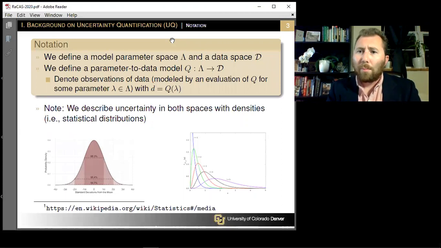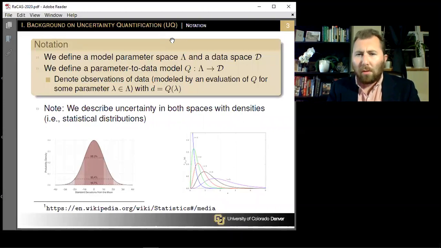Okay, so some notation. We're going to have a parameter space, capital Lambda, and a data space, script D, and a map between those two spaces, capital Q. And we can denote observations of the data modeled by evaluations of Q at some parameter, little lambda, in the space of parameters, with d equals Q of lambda.